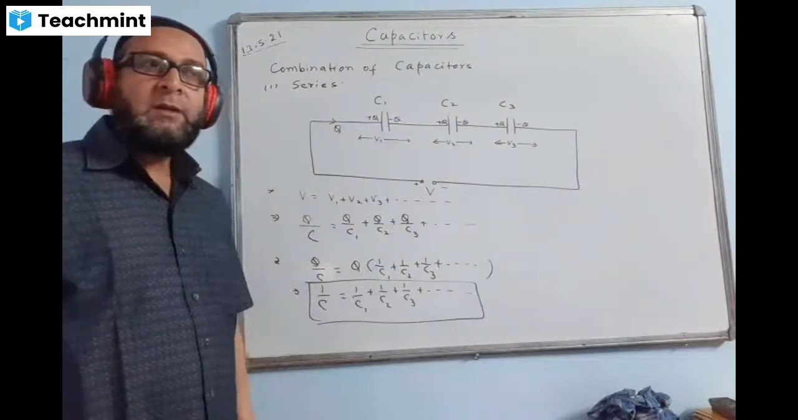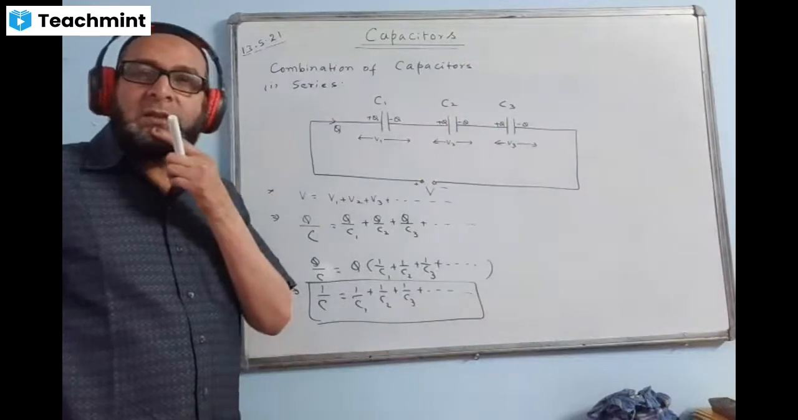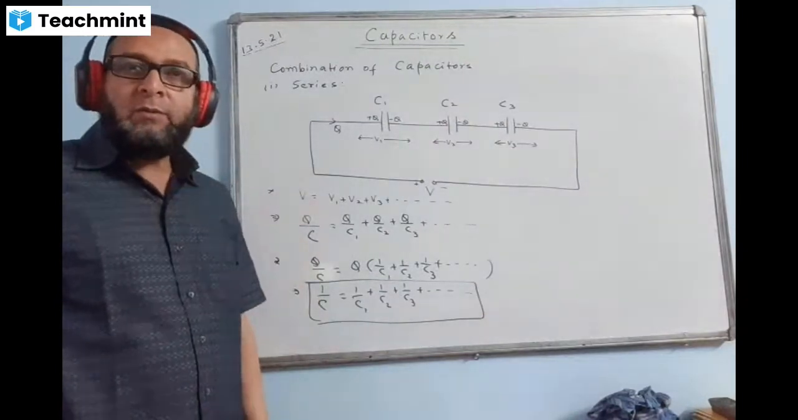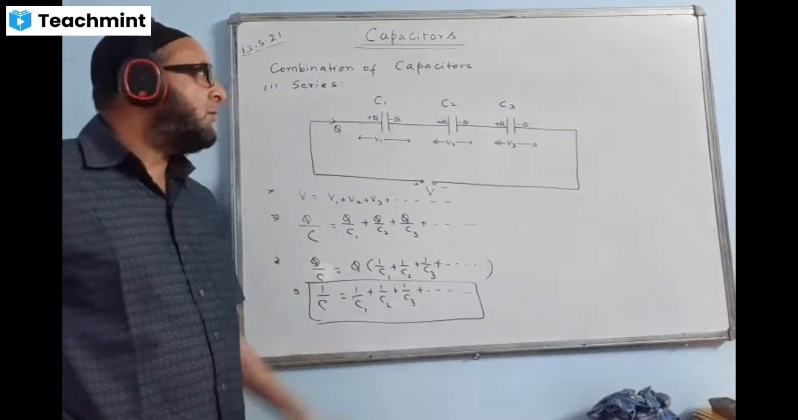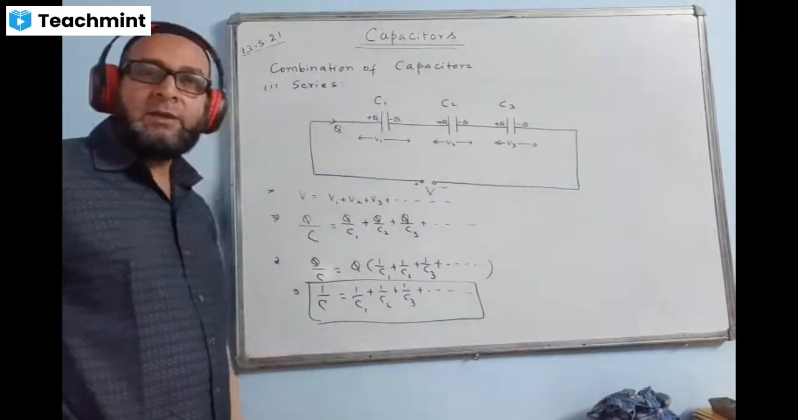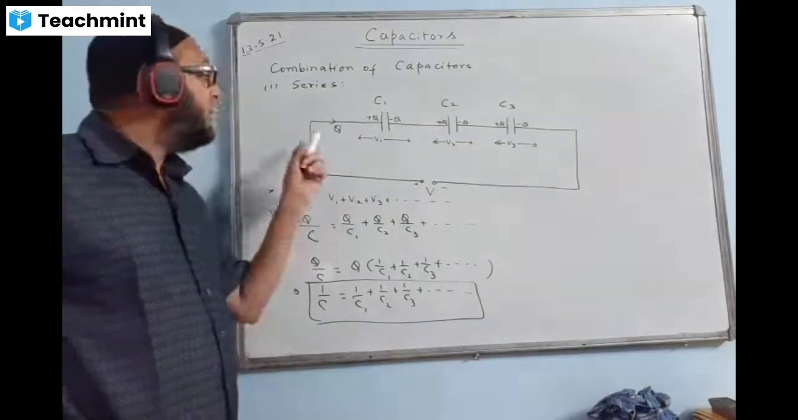We are given a capacitance of value 6 microfarad. You want to make it 2 microfarad. Which type of combination will you go for, series or parallel? We'll go for series, because in series form we apply this formula and the answer will come less. So this is the use of the series formula.